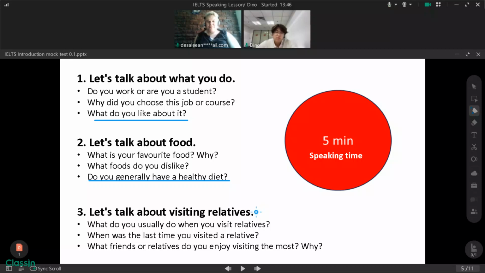All right, so topic number three. Let's talk about visiting relatives. What do you usually do when you visit with relatives? That's family members. When you visit family members. This word relative means family. Relatives is family, like mother, father, uncle, auntie, cousins, or even grandparents.